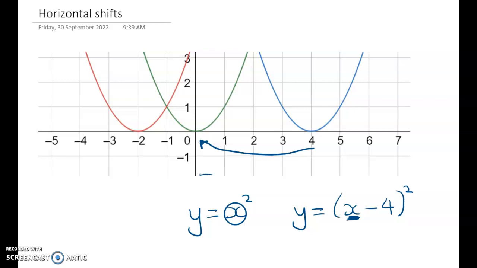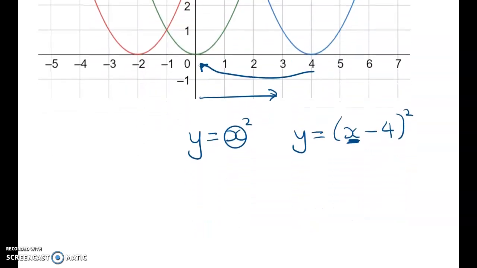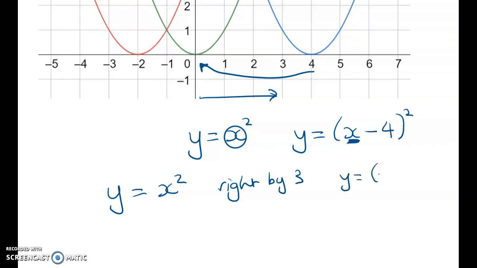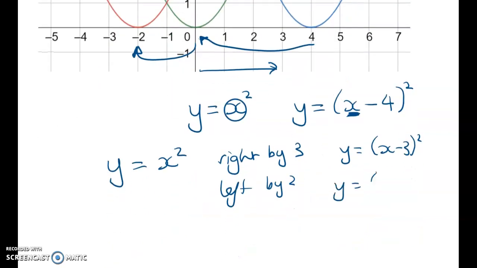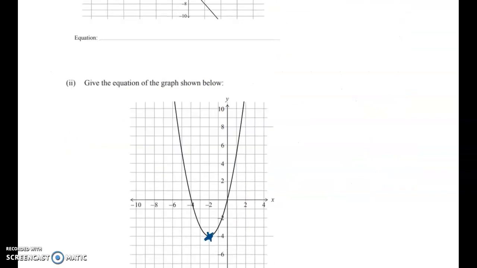All right, so to shift a graph rightwards, we're going to subtract. So if I want to shift y equals x squared right by 3, then the new equation would be y equals x minus 3 squared. If I want to shift it left by 2, which is what I've done in the red graph, my new equation will be y is equal to x plus 2 squared. So what I'm doing is taking my x value and changing it into x plus something or x minus something. So if we go back to our question, where are we?